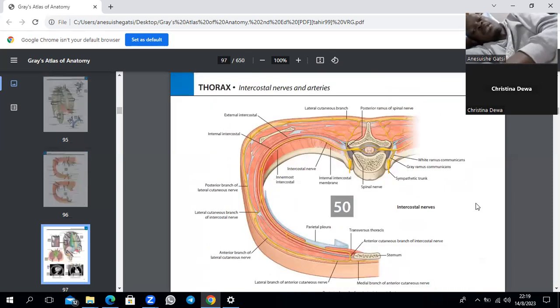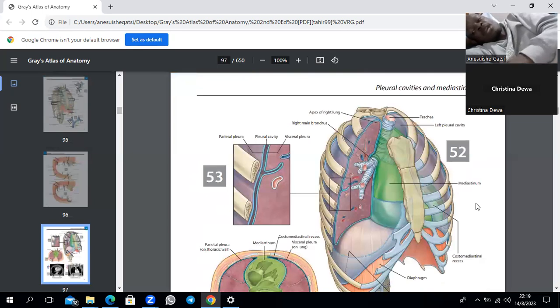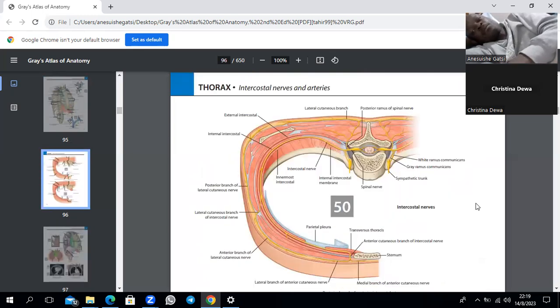Okay, these are just pictures. So any questions on this? Or things you want me to add for the thoracic wall? Or even not for the thoracic wall?